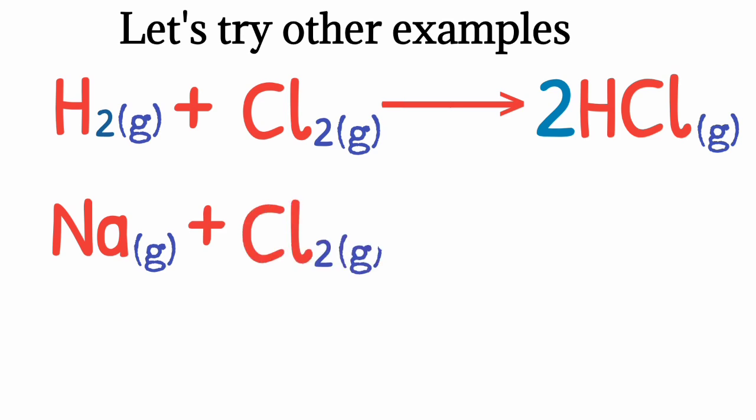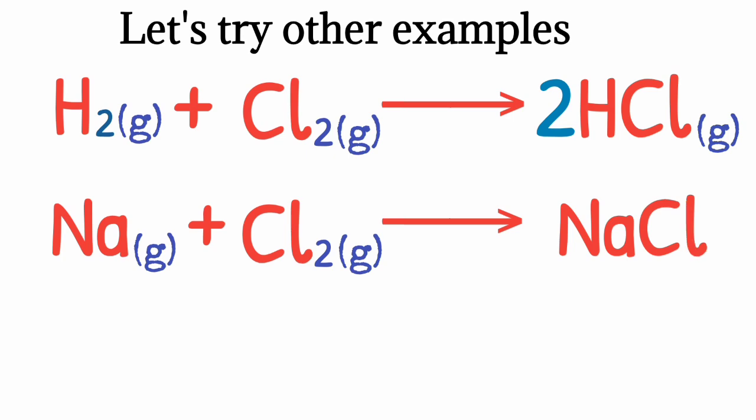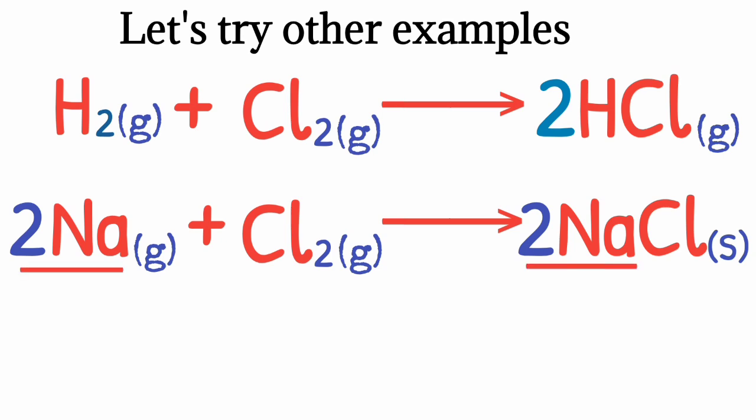You have sodium reacting with chlorine gas, and the chlorine has 2 atoms. So they react to produce what? Sodium chloride. And this sodium chloride is solid. Now we have balanced the sodium, so the sodium is 2 at the back here. This 2 affects both the sodium and the chlorine. So let's balance this sodium by adding 2 at the back too. So the sodium is balanced, this sodium is also balanced.